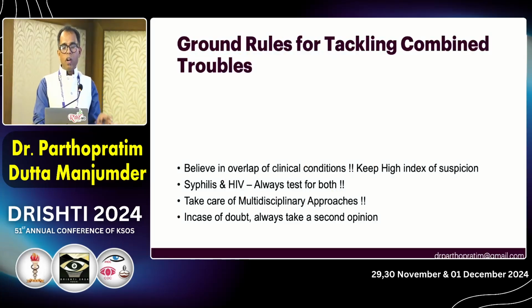So the ground rules for tackling combined inflammation: believe that overlap of clinical conditions can happen. Always keep a high index of suspicion. Syphilis and HIV, always investigate for both if one of them is positive, and take a multidisciplinary approach if you want to tackle the combined troubles, and in case of doubt, always take a second opinion.